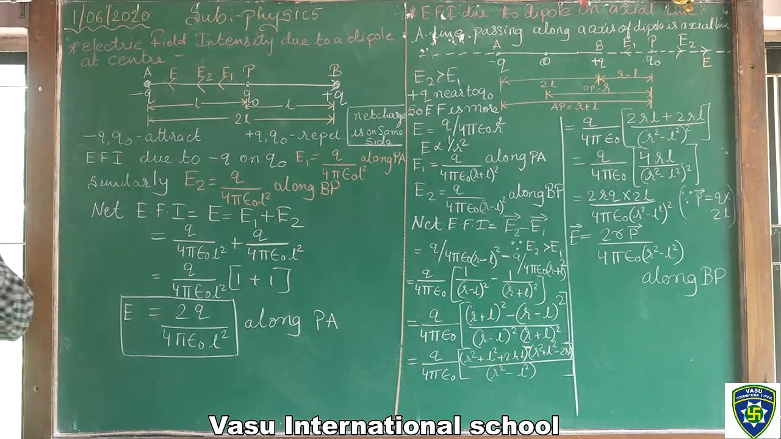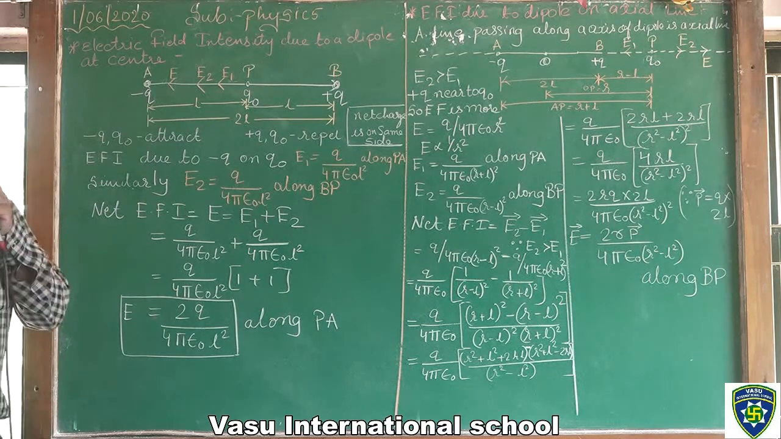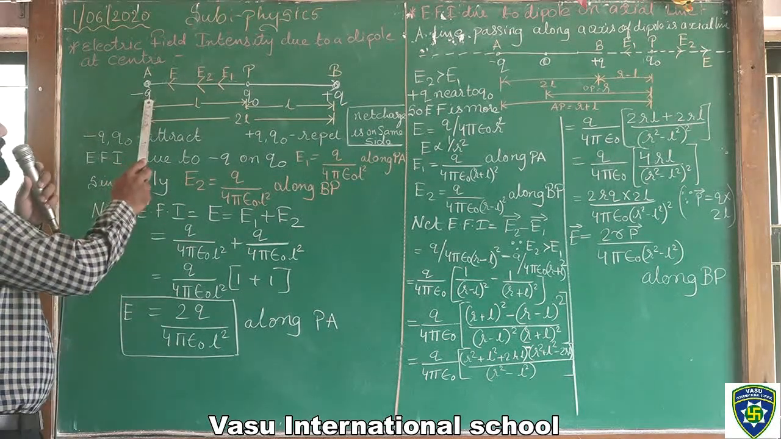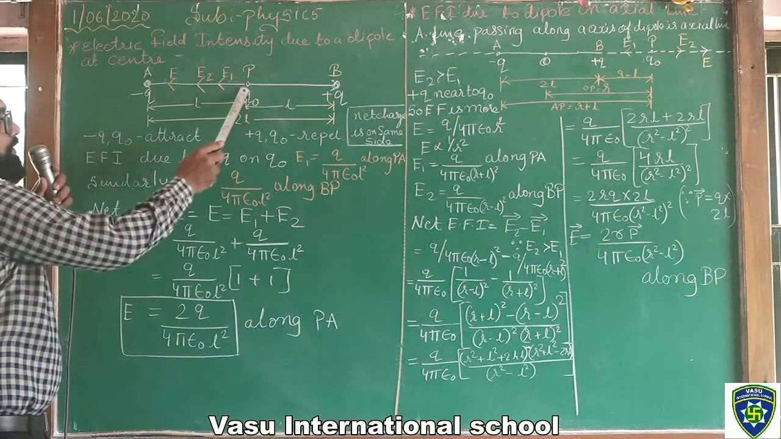Myself, Harsang Shah. Today I am explaining the topic of physics, that is electric field intensity due to a dipole at center. Here there are 2 points, A and B, and the center of that is P.